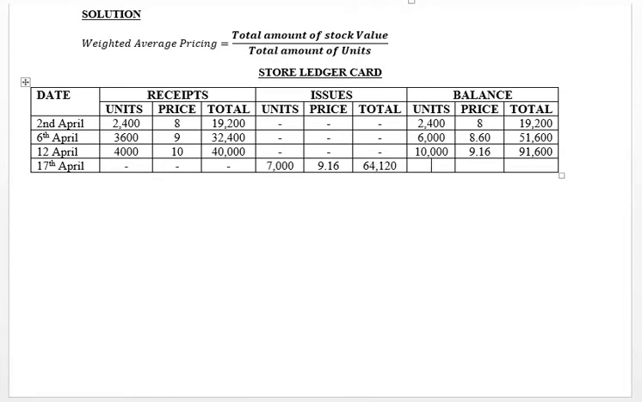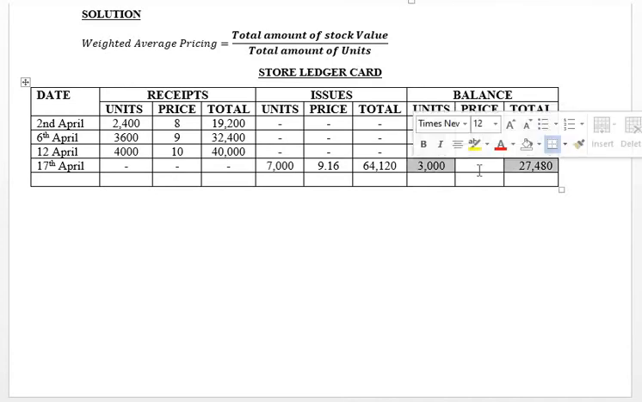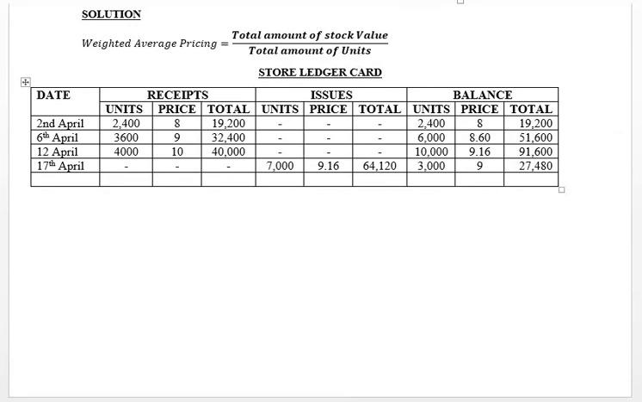And so anytime we issue, our balance reduces. Remember, we had 10,000 units in the store and we issued 7,000. It means that our balance will reduce to 3,000 and our stock value will also reduce from 91,600 to 27,480, that is 91,600 minus 64,120. To get the price, you divide 27,480 by 3,000. You get 9 shillings and 16 cents. Good.